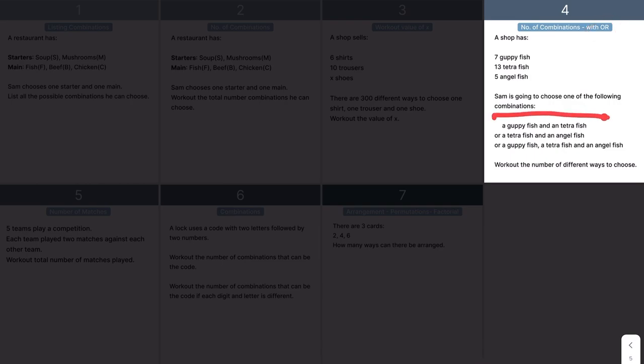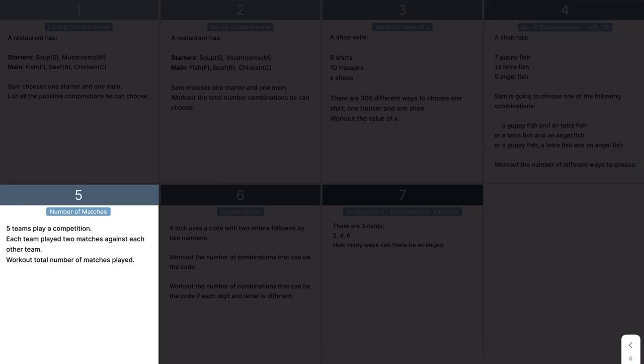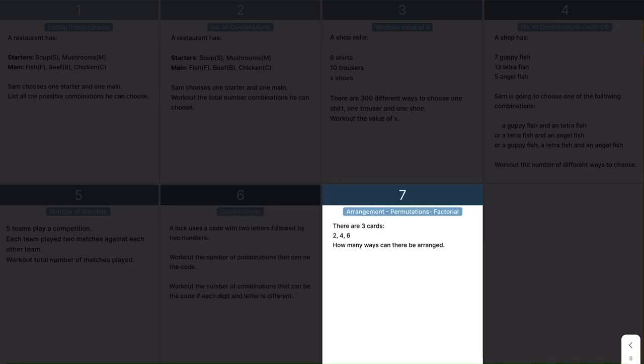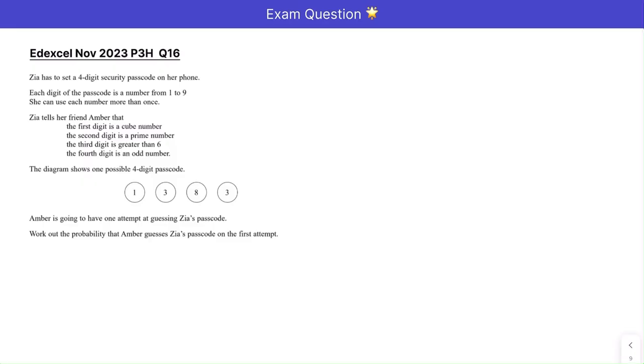So what happens when you have all these different types of combinations that we want to combine? Then we move on to questions around tournaments, teams and matches, and then looking at combinations. That's normally to do with locks and passcodes, and then finally moving on to looking at rearrangement with cards and so on. And as always, we'll wrap up with looking at a real exam question.